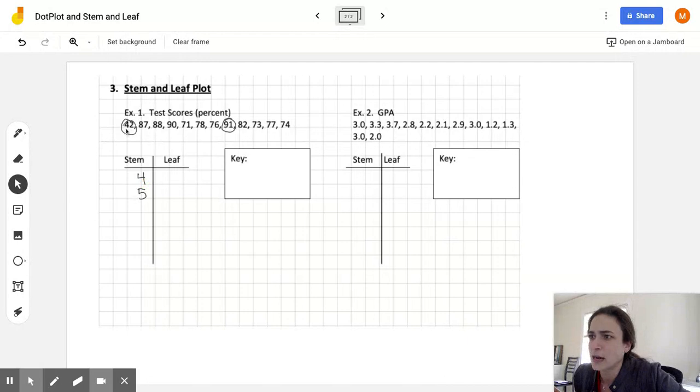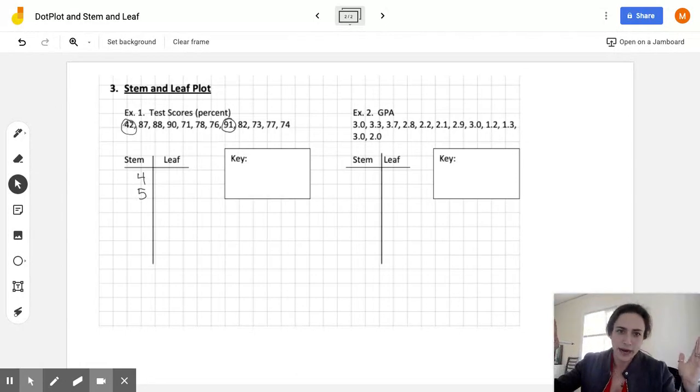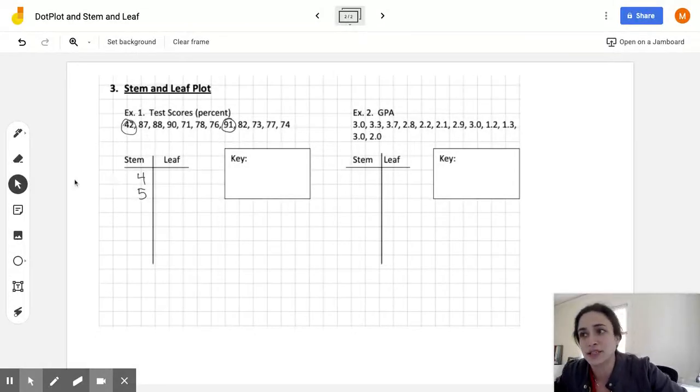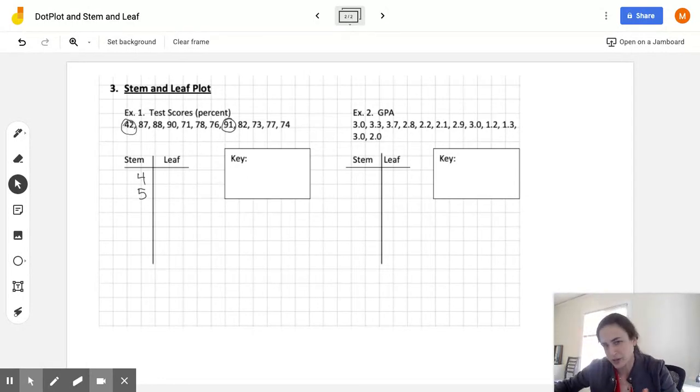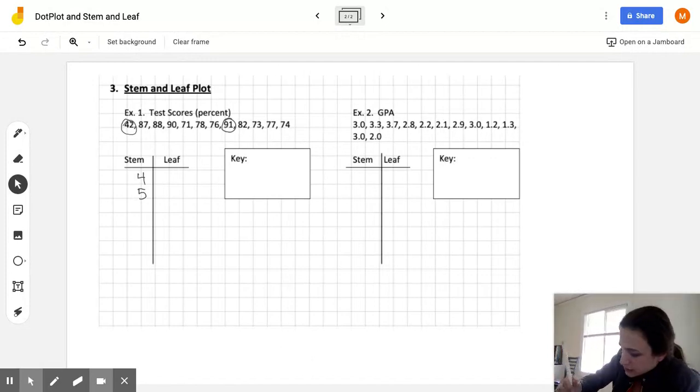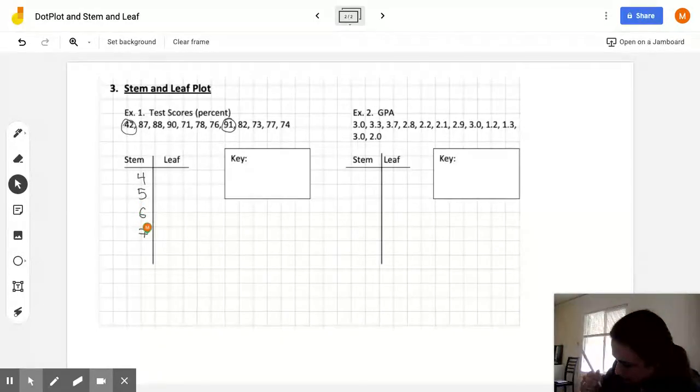You guys notice how it started at 42. So that's why I started with 4. You don't need to put numbers that are outside the range of your data, the range being from this to this, right? But you do need to include all the stems that are between these. So 40, 50, 60, 70, 80, 90. You don't need to put 100 because it's outside the range of your data. Hopefully that makes sense. So then we're going to put 6, 7, 8, and then 9. I'll just pull that down a little bit.